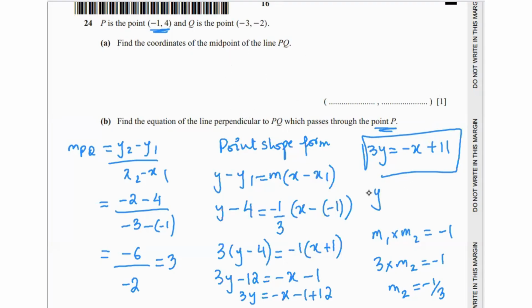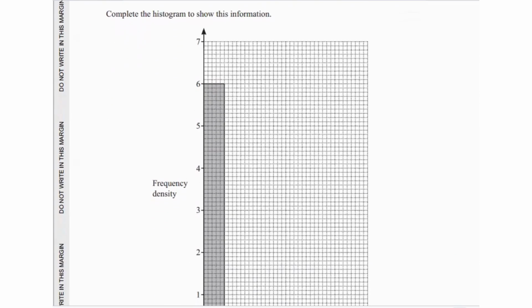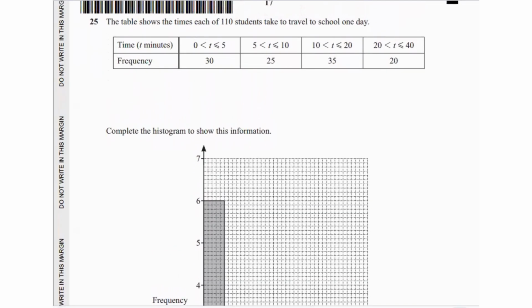You can also rewrite this in slope-intercept form, which would be y equals -x/3 plus 11/3. Question 5 says the table shows the times each of 110 students take to travel to school one day. So we have a row for the time intervals and a row for the frequency. They want us to complete the histogram to show this information. So to complete the histogram, we need the frequency density. Now frequency density equals frequency over class width.